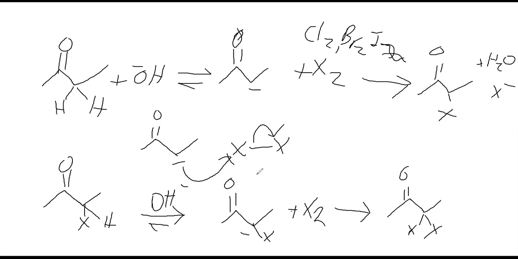Well, halogens, remember, are electronegative. They are electron withdrawing. So as you add the first halogen, this is going to stabilize our enolate form, because we withdraw some of the electron density from this lone pair on the carbon, thus stabilizing it. It's going to be more stable than this one up here, than the original form. So we're going to add the second time.